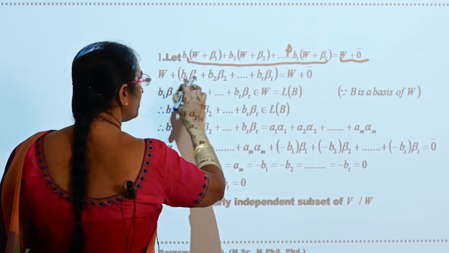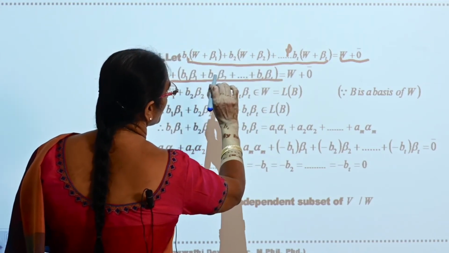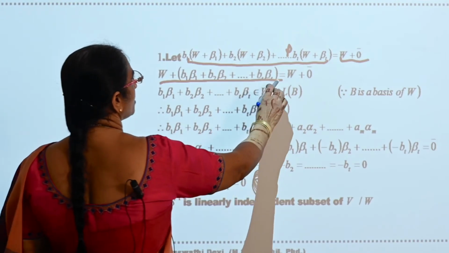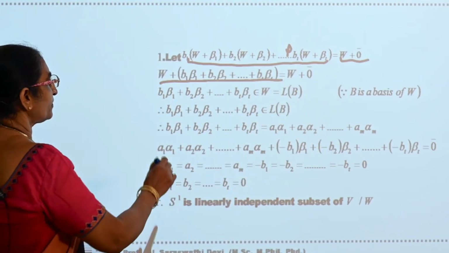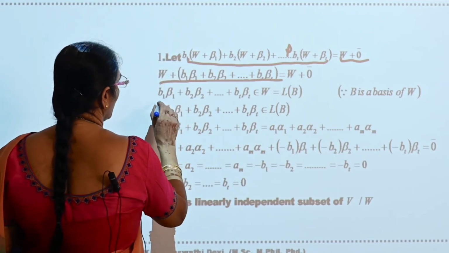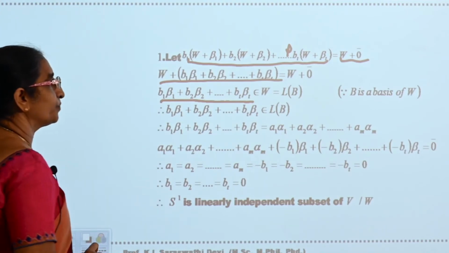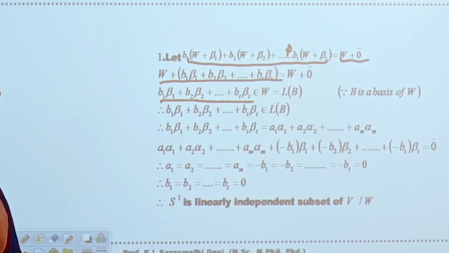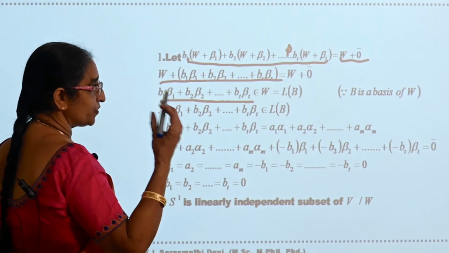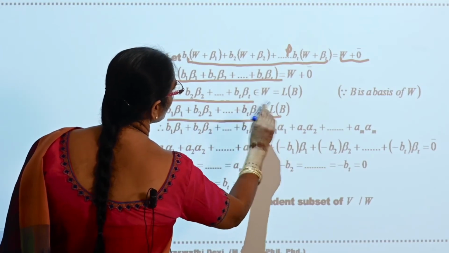So, by adding, you will get W plus b1 beta 1 plus b2 beta 2 and so on is equal to W plus 0. This implies, by properties of coset, b1 beta 1 plus b2 beta 2 and so on belongs to W. But what is W? W is equal to L of B. Now because B is the basis, this element belongs to L of B.